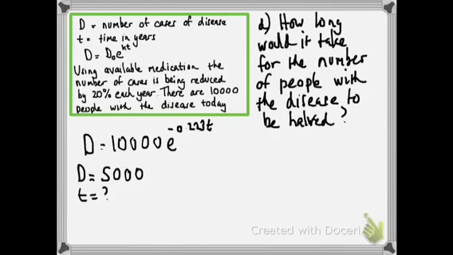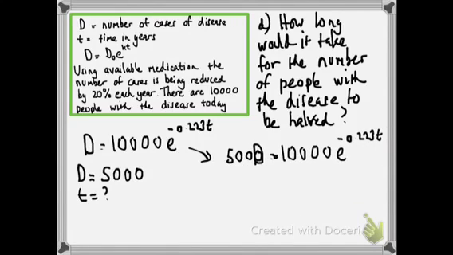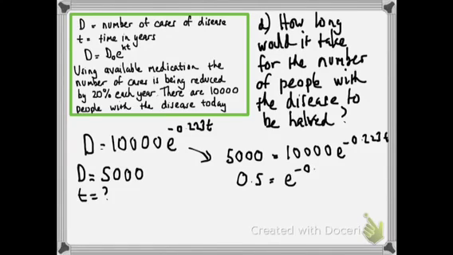Okay, so let's place the 5,000 into the equation here, and we get 5,000 equals, and then it's just a matter of putting in the right hand side of the equation. Equals 10,000 e to the negative 0.223t. Okay, then we can divide through by 10,000. So 5,000 divided by 10,000 would be 0.5 equals e to the power of negative 0.223t. Okay, so we can go for our calculator now if we wish and work that out.